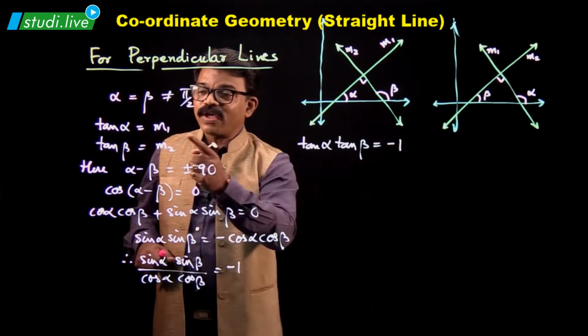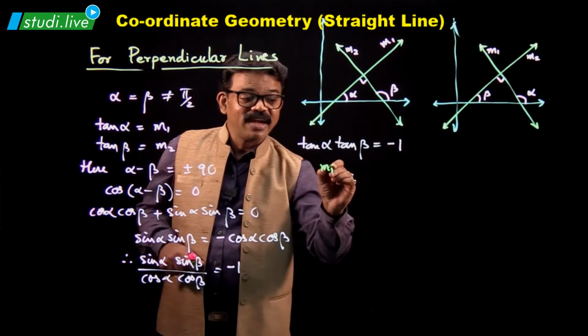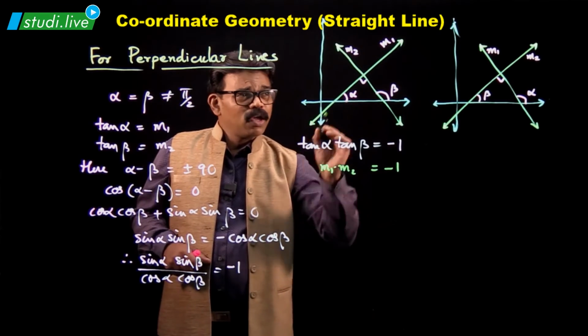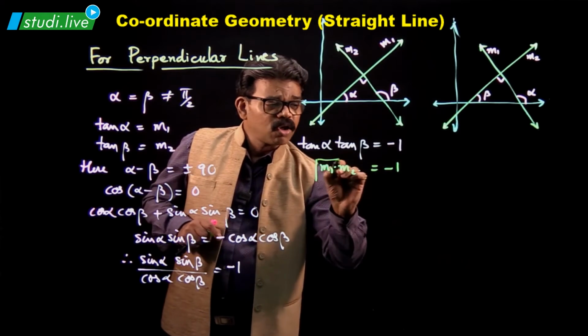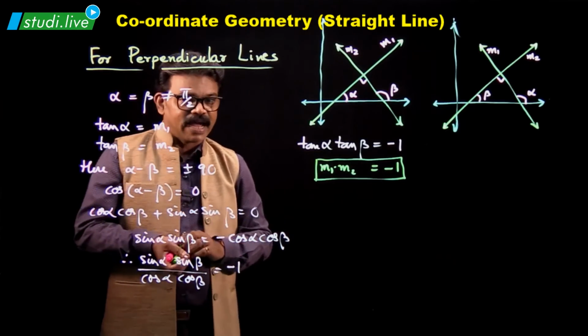Who is this tan of alpha? We have taken it as M1. Who is this tan of beta? We have taken it as M2. So remember, my dear students, whenever you have two perpendicular lines other than vertical lines, the product of their slopes is surely minus 1. Let us try this with an example.